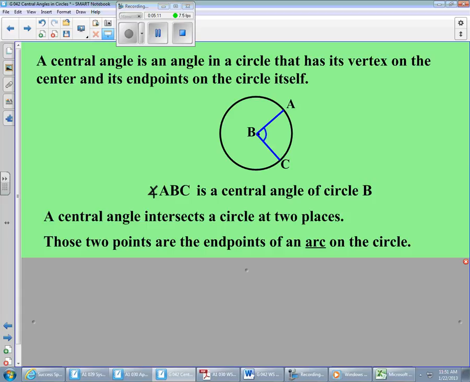Those 2 points where the central angle makes contact with the circle, they become endpoints of what's referred to as an arc on the circle.